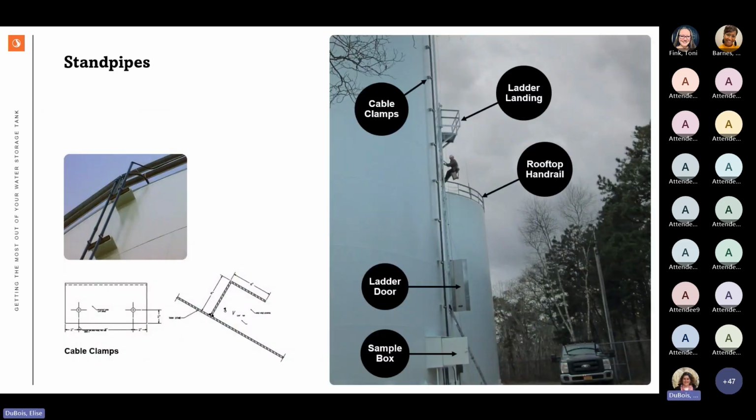So your key term here is a cable clamp. These keep your cables tidy. They help to prevent galvanic or dissimilar metal corrosion. And a sample box, which we're going to talk about a little bit more on the next slide.